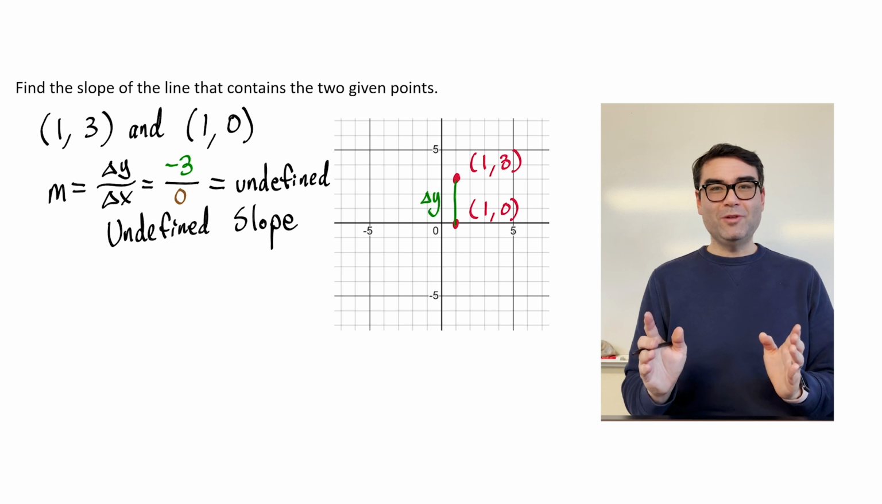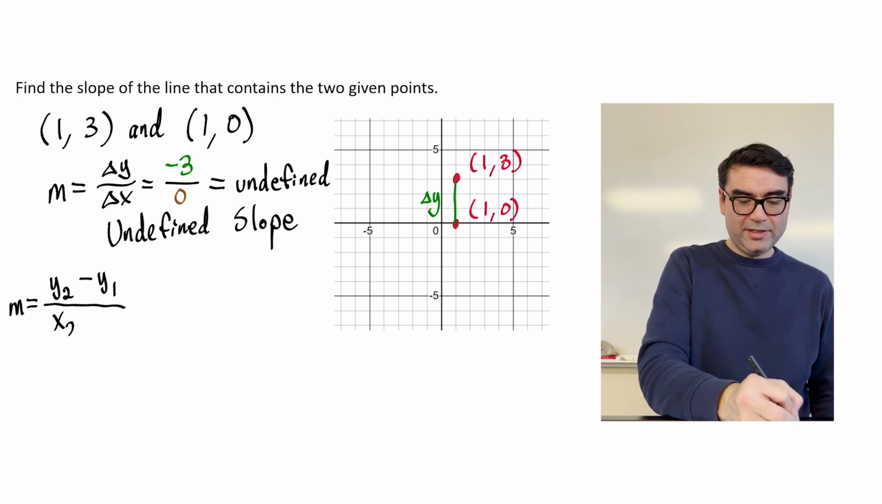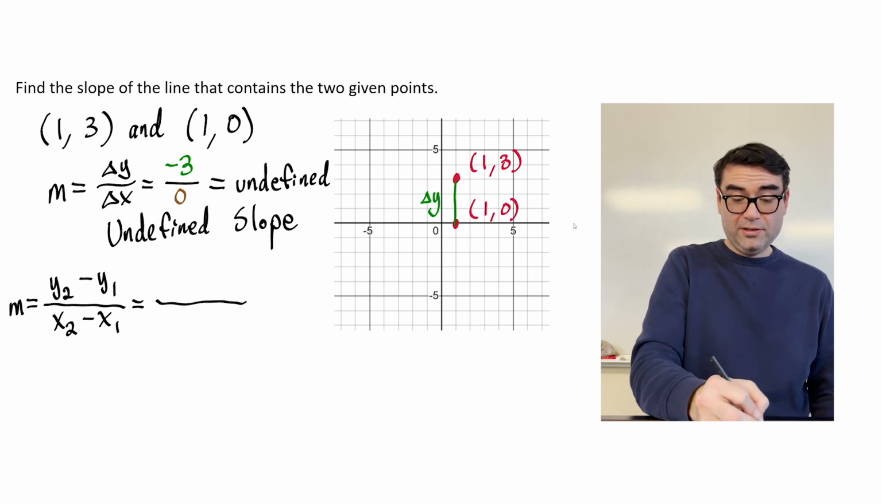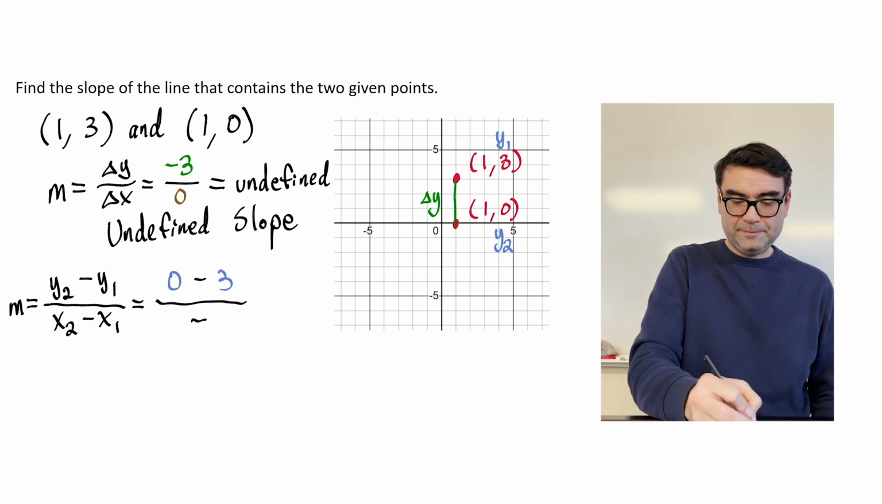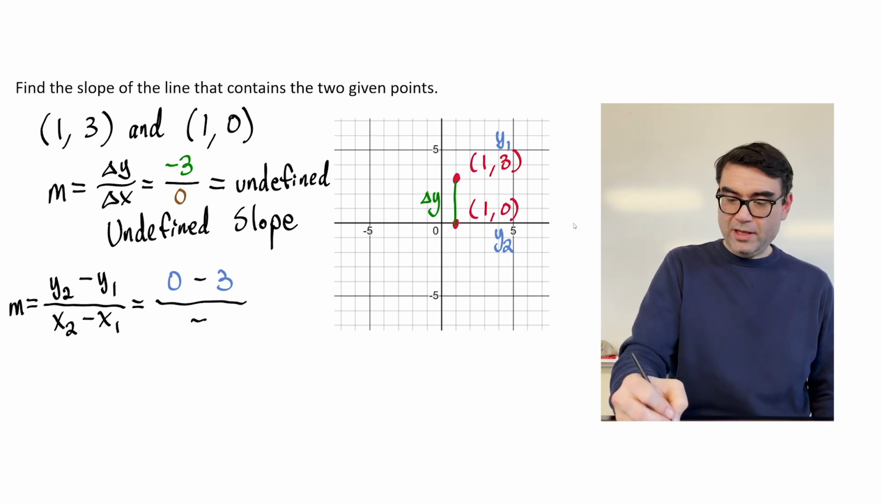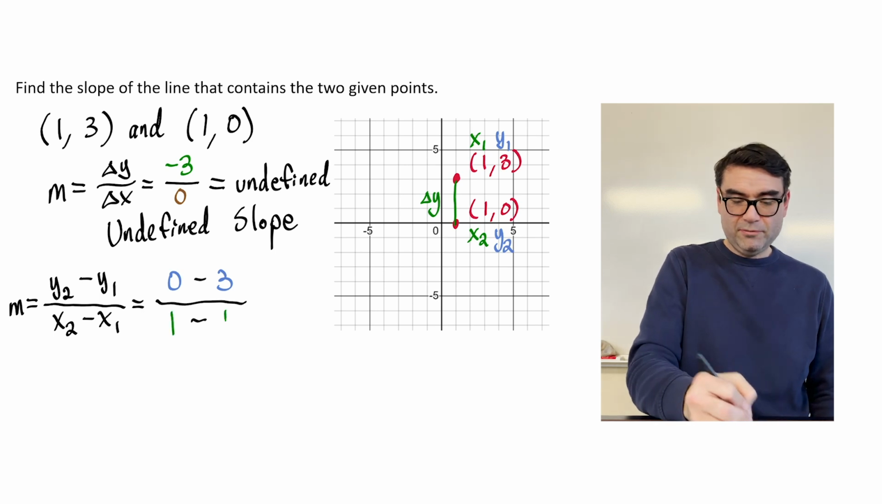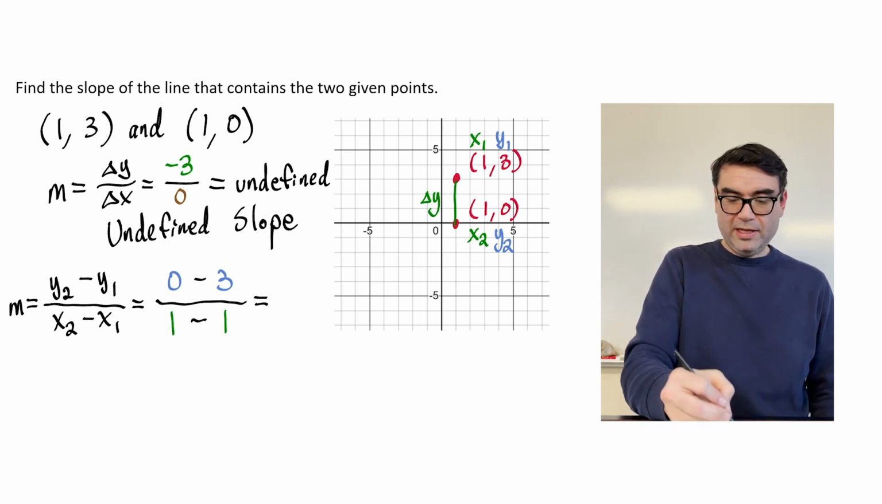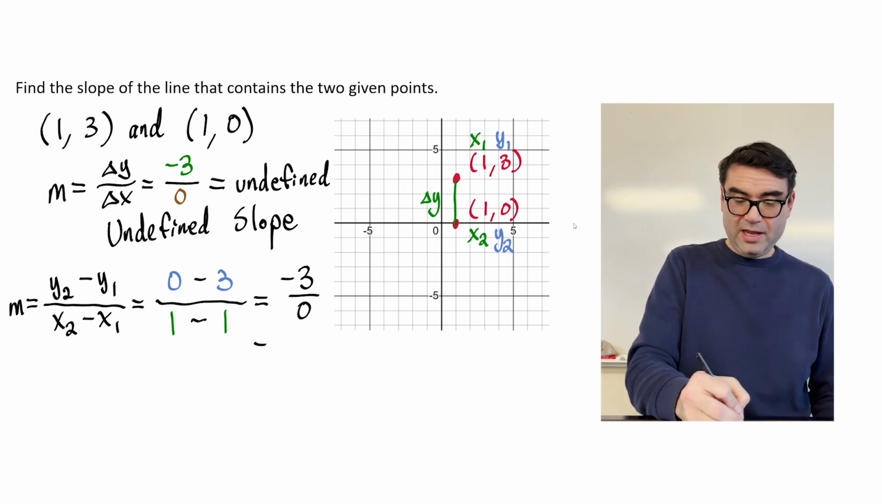And just to confirm one more time, if we use the slope formula as shown before, y2 minus y1 over x2 minus x1, do we get the same result? And hopefully we do. So my y2 is 0, my y1 is 3, so 0 minus 3, and my x2 is 1, and my x1 is 1, so that's 1 minus 1. And what we get is a negative 3 over 0, and that still results in an undefined slope.